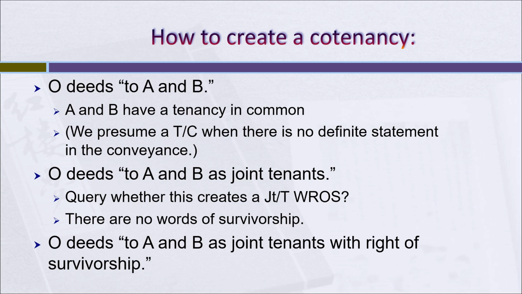Finally, suppose the grantor deeds to A and B as joint tenants with right of survivorship. In every state, that will be sufficient to actually give them a joint tenancy with right of survivorship. The intent there is so clearly spelled out that it's not arguable. That's the right way to do it. If you want to give parties a joint tenancy with right of survivorship, you need to mention both that they are joint tenants and that they have a right of survivorship.